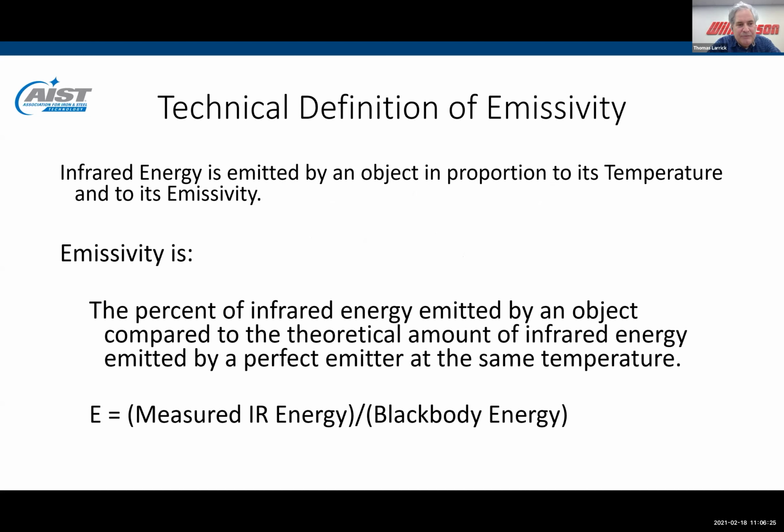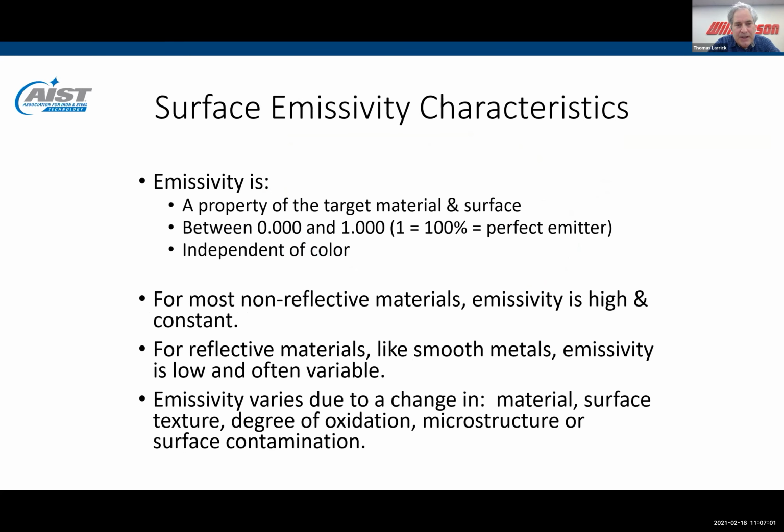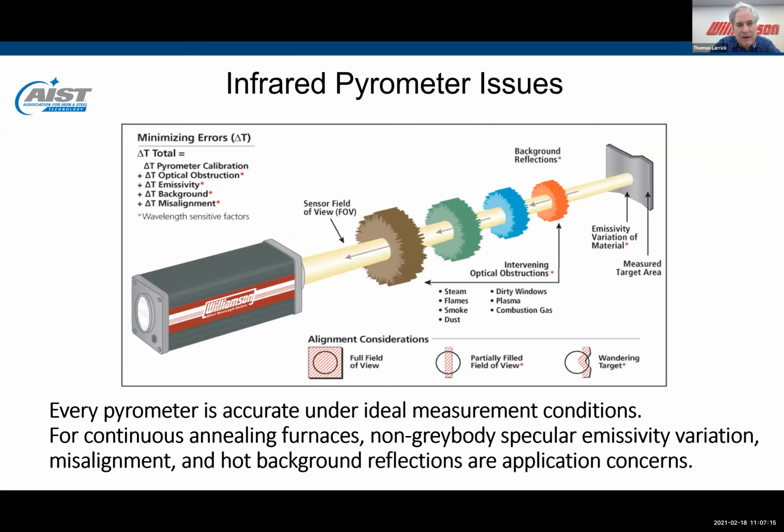Emissivity is the amount of infrared energy emitted by an object compared to the theoretical perfect emitter at the same temperature. So emissivity is a percentage, but in practical terms, emissivity is the opposite of reflectivity. A highly reflective material has a lower emissivity value than a non-reflective material. Emissivity changes with different alloys, different materials, different degrees of oxidation, different surface textures, and it can change differently at different wavelengths. That's what makes the measurement in the continuous annealing furnace a bit complicated.